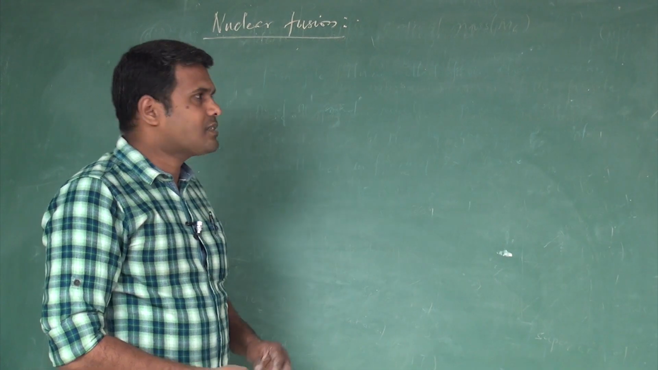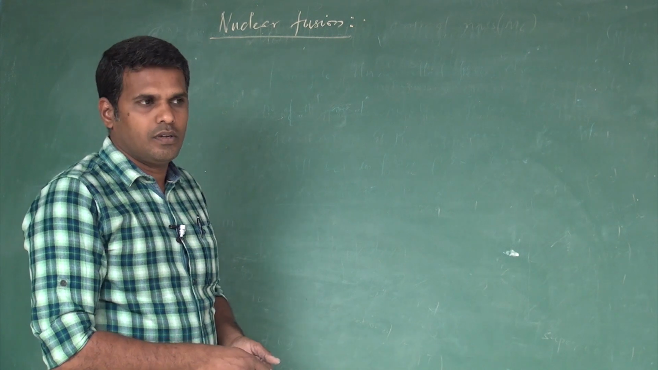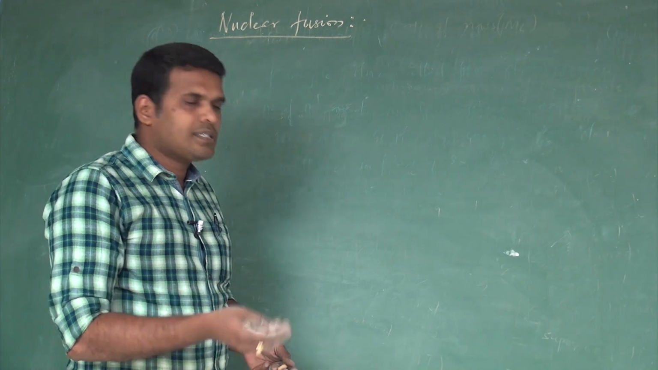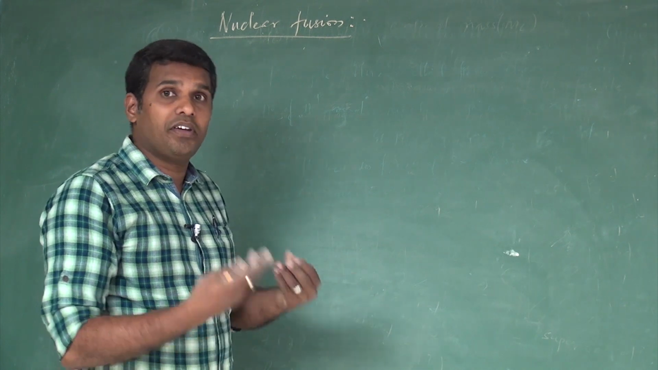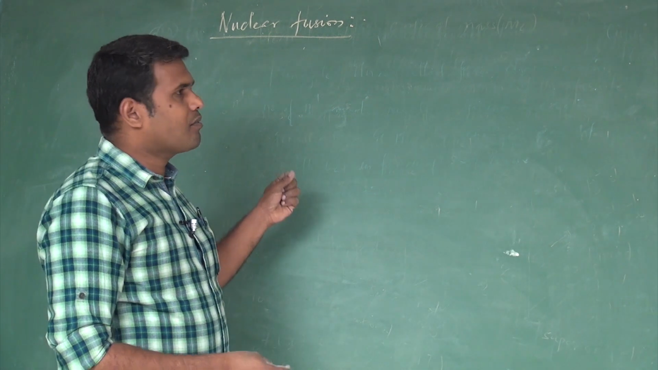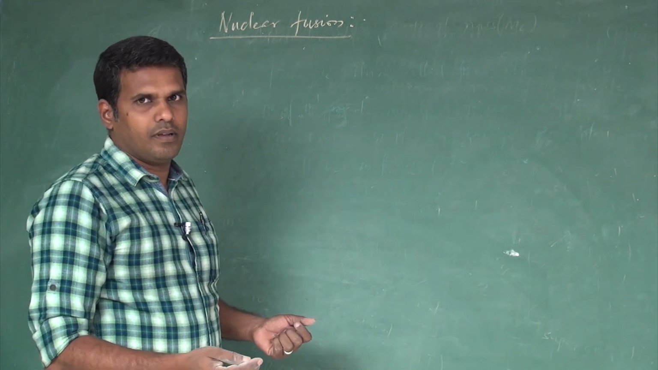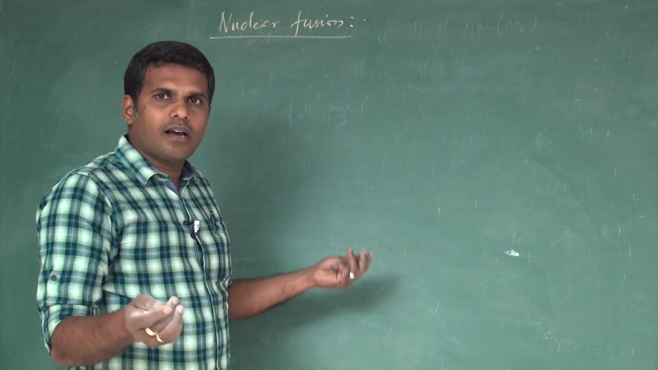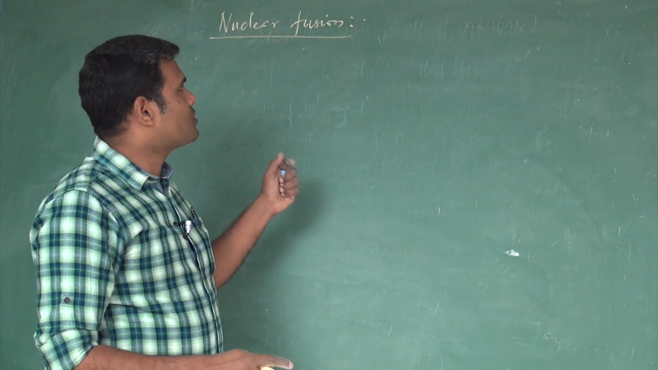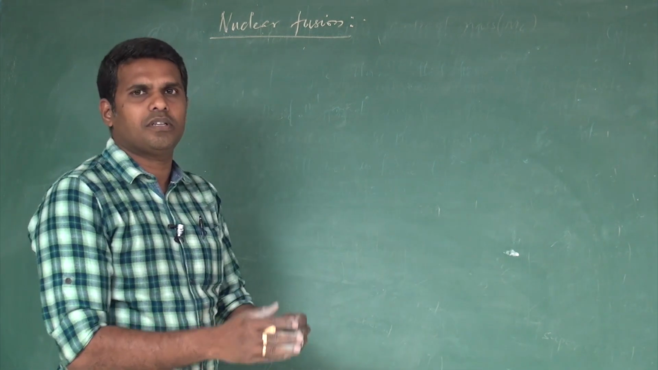So far we have discussed the fission of heavier nuclei into lighter ones. There is a reverse idea where lighter nuclei can be combined together to form heavier ones. If heavier nuclei split up into lighter nuclei, we call it nuclear fission. Fission means splitting up. And if lighter nuclei are combined together to form a heavier nucleus, we call it nuclear fusion. Fuse means combined together.